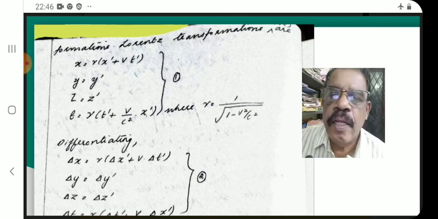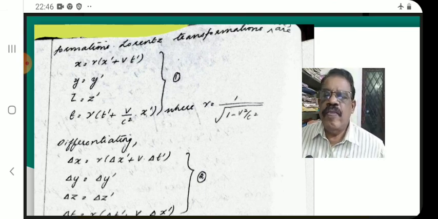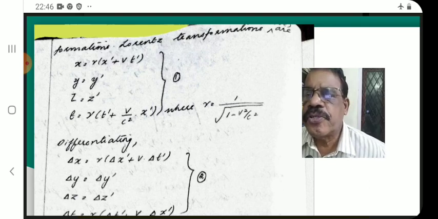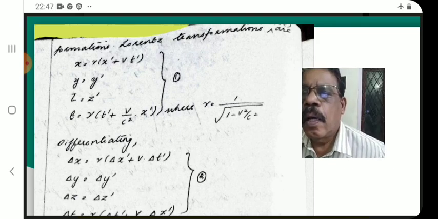Consider two frames which are connected by Lorentz transformations.